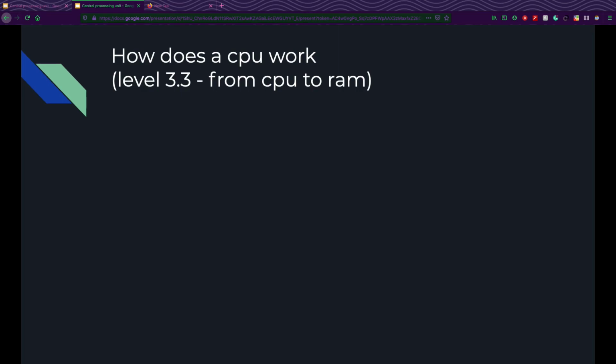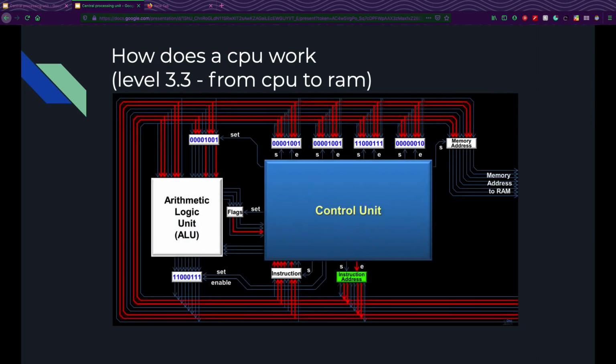Now let's see how the data goes from the CPU back to the RAM. You can see here, represented in green, the instruction address has its enable wire turned on, which means that the instruction address is sending the instruction of at which address the data is to be stored.